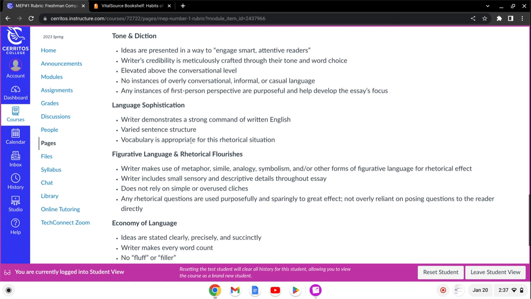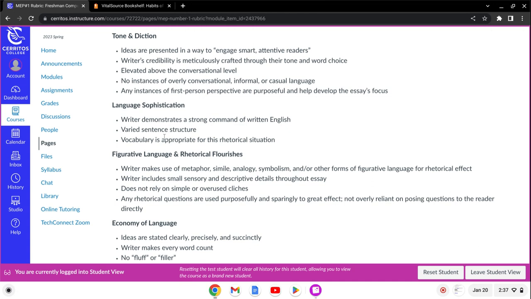Language sophistication. So the characteristics for this criterion, the writer demonstrates a strong command of written English. So remember, this is written English. So paying close attention to how you're expressing your ideas in written form. Varied sentence structure. So that means that you're not relying on the same sentence structure over and over again, so all of your sentences sound the same.